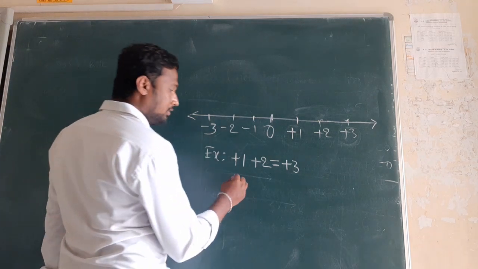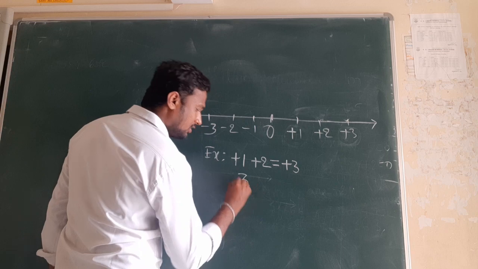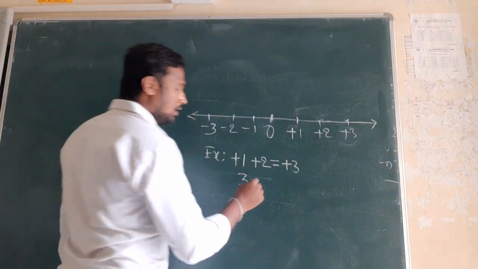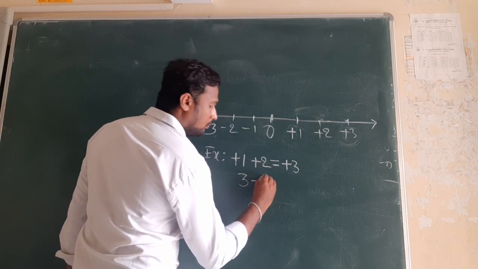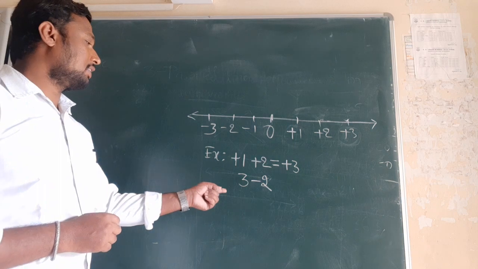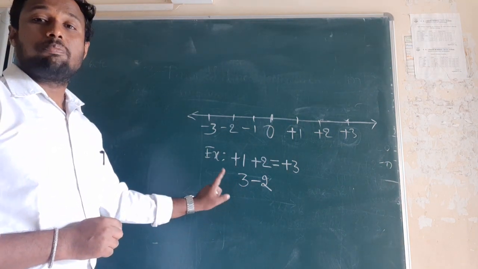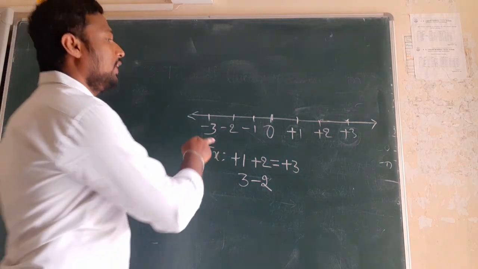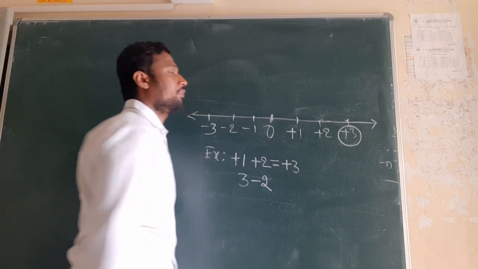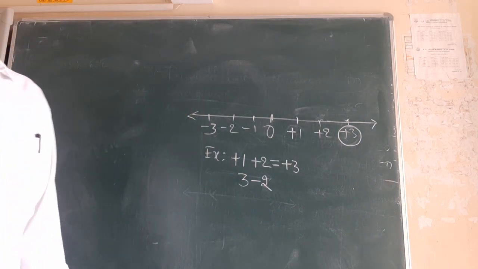So now I will consider plus 3, and I told you that instead of writing plus 3 you can directly write 3 also. There is no problem. So 3 minus 2. Okay. So in this example first we have to represent 3. 3 means nothing but plus 3 only. So where do we have plus 3 on this number line? Here. This is plus 3. So first I represented plus 3 on the number line.